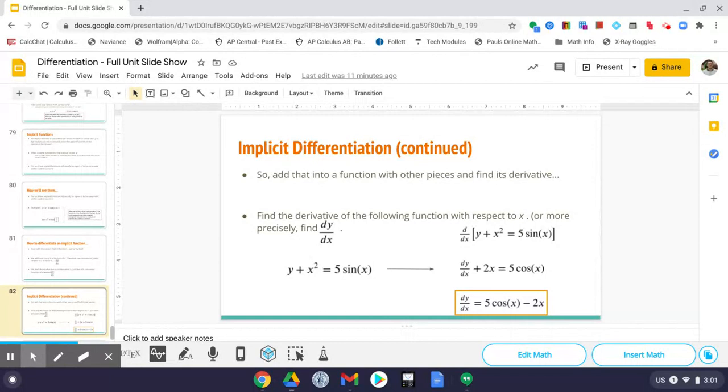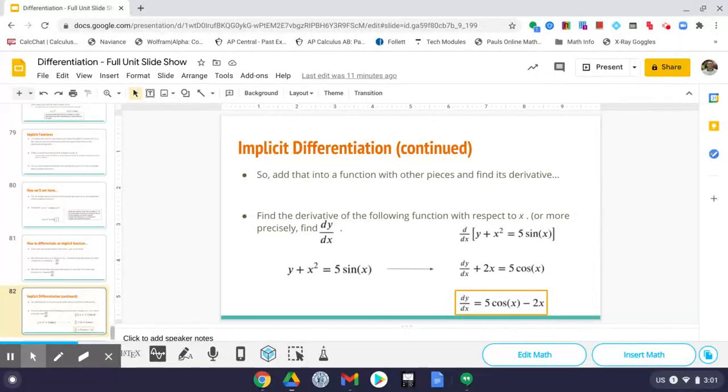And so here's my first example. y plus x squared equals 5 sine x. If I were to take the derivative of this entire equation, we know that if we do something to one side of the equation, we have to do it to the other, right? It has to be equal. If I subtract 1 from one side of the equation, I have to subtract 1 from the other. If I multiply by 2 on one side of the equation, I have to multiply by 2 on the other side.